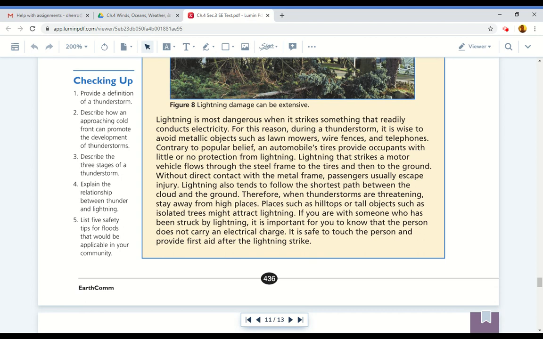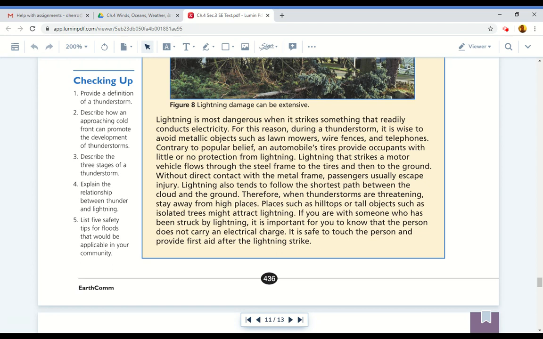Lightning is most dangerous when it strikes something that readily conducts electricity. For this reason, during a thunderstorm, it is wise to avoid metallic objects such as lawnmowers, wire fences, and telephones. Contrary to popular belief, an automobile's tires provide occupants with little or no protection from lightning. Lightning that strikes a motor vehicle flows through the steel frame to the tires and then to the ground. Without direct contact with the metal frame, passengers usually escape injury.